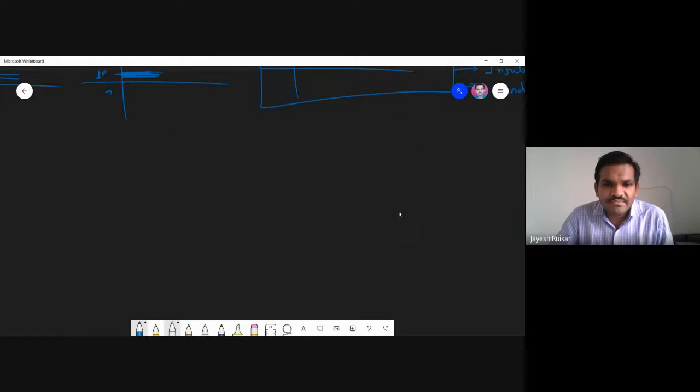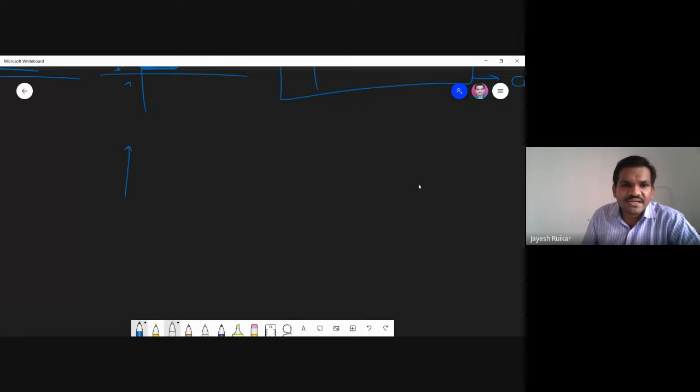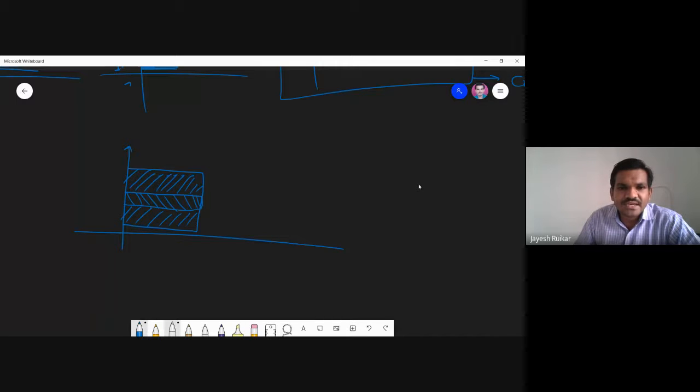Let me draw an energy band diagram for these particular things. Everything will be like this. On the same axis I will draw all these three, so that you will understand. It's much better.